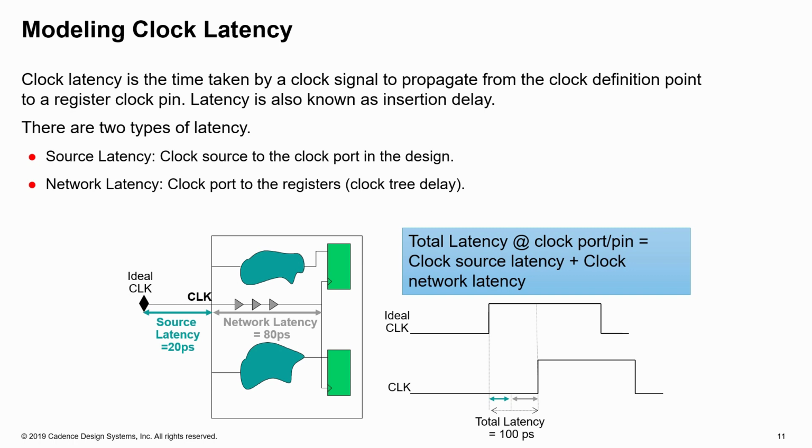Your total latency is the combination of your source latency plus the network latency, and they're also referred to as insertion delays. So at any given flop or latch, your latency is the combination of these clock latencies, whether source or network latencies. So obviously, the ideal clock is modeling the effect of when the actual clock buffers are placed.